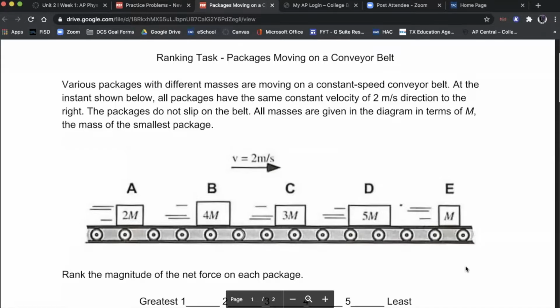So the smallest package is M. The next one up would be 2M, so twice as big. Then there's a 4M, 4 times as big. There's also a 3M and a 5M. We want to rank the magnitude of the net force on each package. Rank the magnitude of the net force on each package.